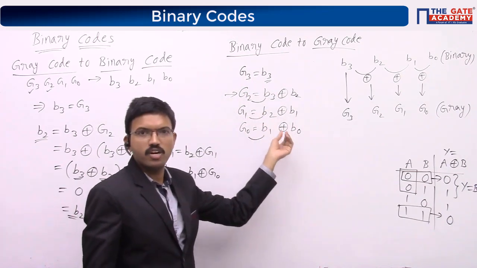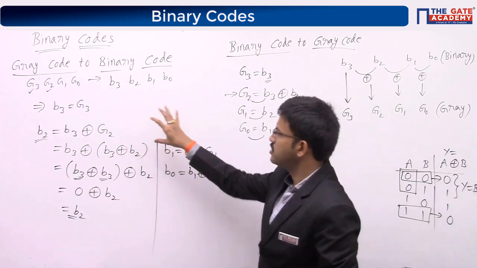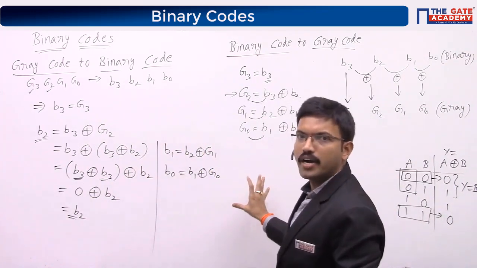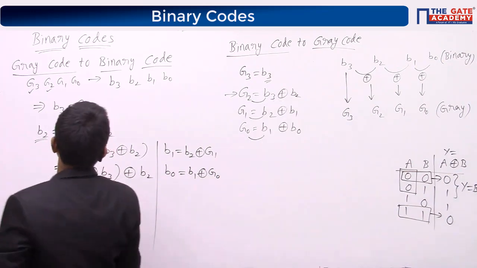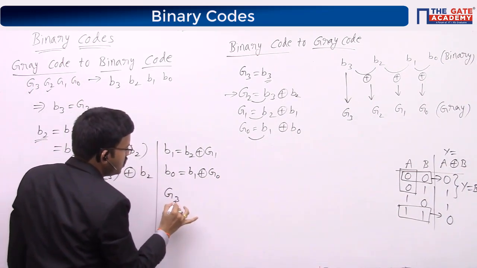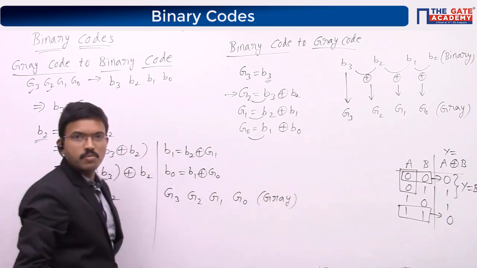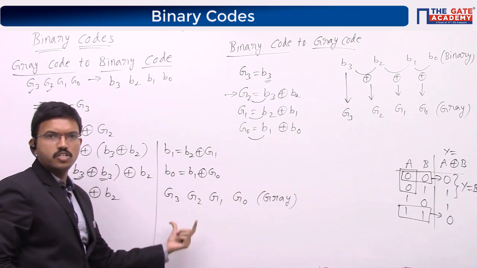I am using the same formula in order to get the binary code from the gray code. Okay, now with these four formulas, I will give the architecture. You remember that architecture. So here the gray code is available, that is G3, G2, G1, G0. Now we have to convert this gray code into binary.